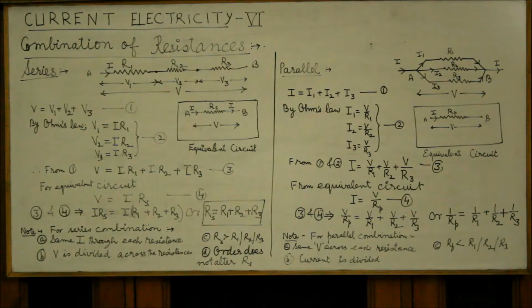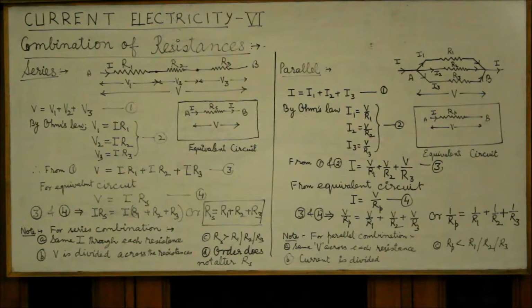This relation holds for any number of resistances, 2, 3, 4, 5 or any higher number. Remember, in series combination, current remains the same through each of the resistances. The potential difference is divided across the resistances in the combination. The resistance increases, that is, the effective or equivalent resistance RS will be greater than any of the three resistances taken individually. That is, RS is greater than R1, it is also greater than R2, it is also greater than R3. And fourth thing, the order does not alter RS. That is, if R1 is replaced by R3 and R3 by R1, whichever resistance comes first, second or third, the relation will still hold.